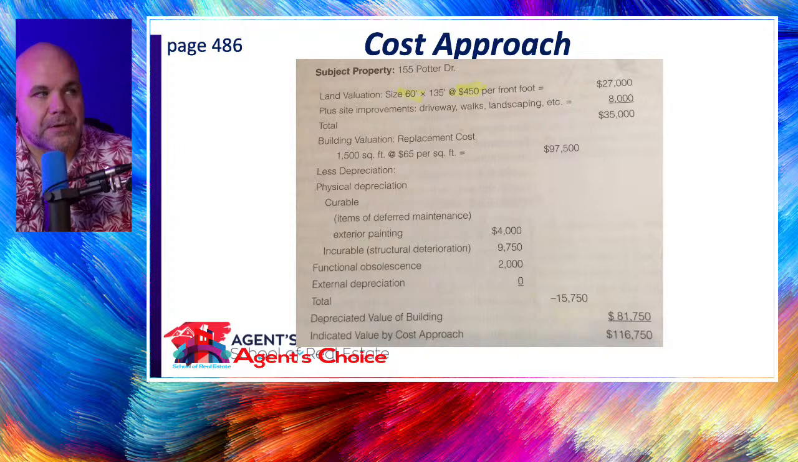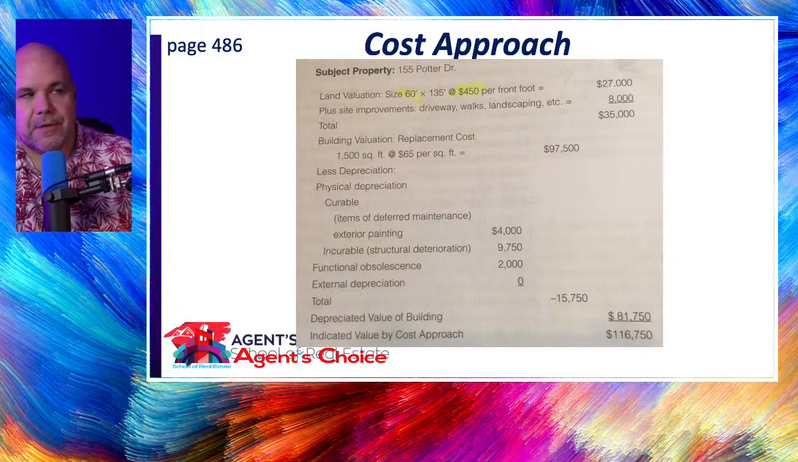So they're using front feet to come up with a land value of $27,000. 60 front feet times $450 per front foot, $27,000. They're also giving a value for all the improvements to the lot, like driveway, landscaping, stuff like that. They end up with a land valuation of $35,000. They're taking that away. They're setting that to the side.